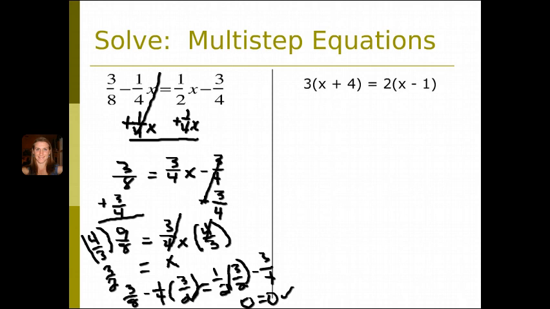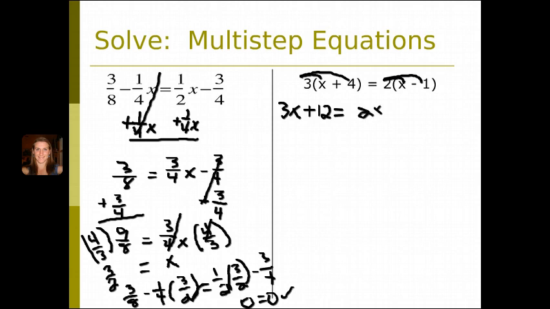So let's distribute our 3, leaving us with 3x plus 12 equals, well, it looks like we have something to distribute on the other side as well. So let's distribute our 2. So we have 2x minus 2.